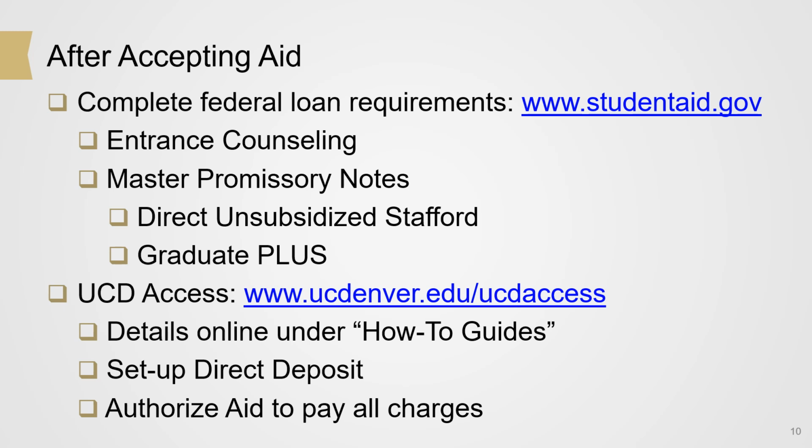UCD Access will also include any additional items, and you can find details online under our how-to guides. You can set up direct deposit, and you can authorize aid to pay all charges. If you do not authorize aid to pay all charges and you plan on keeping the student health insurance plan, we will not be able to directly pay the bursar's office for that. So if you authorize aid, that will be included before any refund is issued.